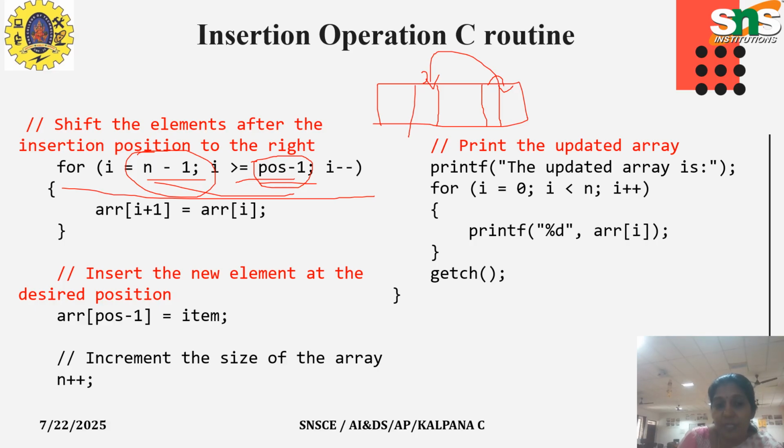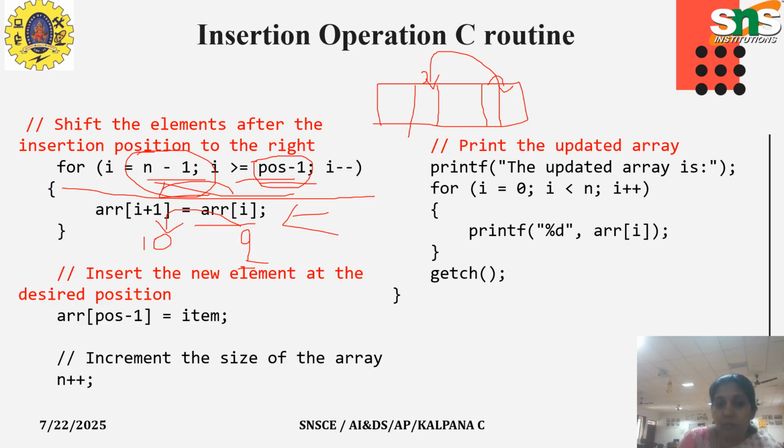So once it is true, what I am going to do, I am going to push the element to the next position. For that, array of I plus 1 is equal to array of I. So let's say array of I, which means 9. Here array of I plus 1 is 10. So I am going to move the 9th element to the 10th position. So that is how the statement is indicating.